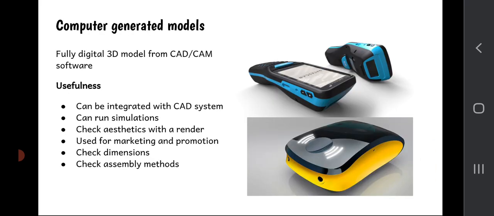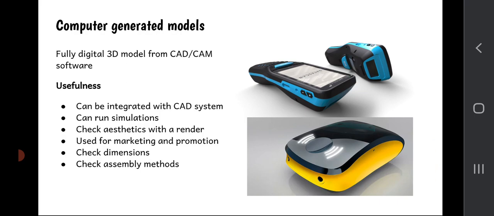And then we move on to computer-generated models. And I think these days, by and large, this is the model type which dominates the product design or the design process. These are fully digital 3D models, and they come out of CAD, CAM or 3D modelling software. They're incredibly useful because they integrate with CAD and CAM systems. Okay, so a 3D model that we make as part of our design can be sent to a CNC machine to be made in a factory. It can be sent to a 3D printer or a laser cutter.